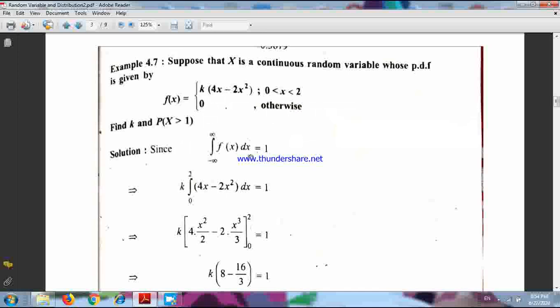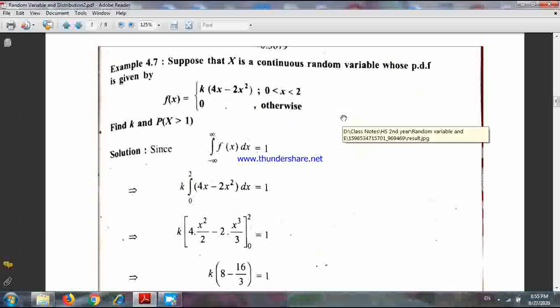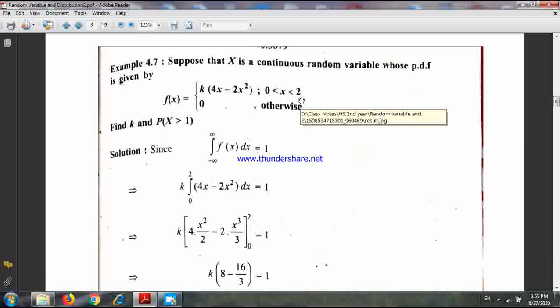How to find it? As this function is a PDF, that means integration, and you see here they have mentioned minus infinity to plus infinity. Why? Because the function is defined in the interval minus infinity to plus infinity, and out of this entire interval, in the interval 0 to 2, the value of the function is k into 4x minus 2x square. And outside this, the value of the function is 0. So the best thing is that you write one more step in between: integration minus infinity to 0 plus integration 0 to 2 plus integration 2 to infinity.